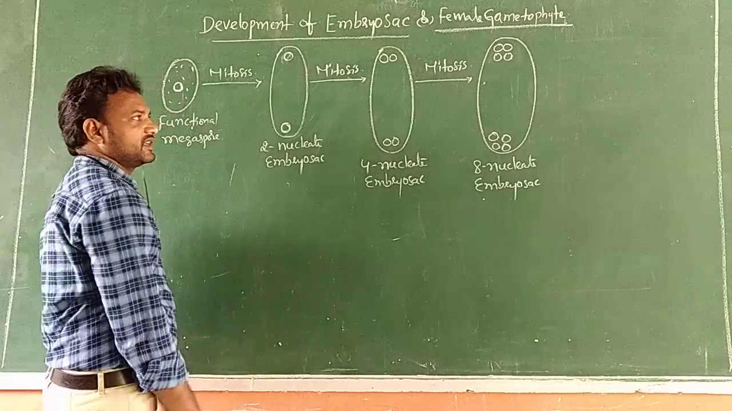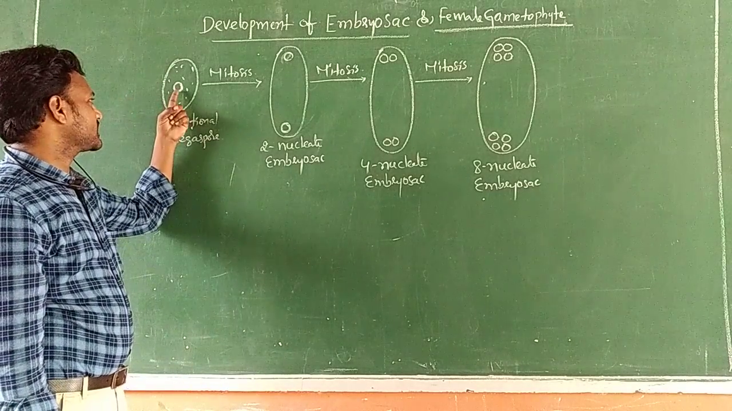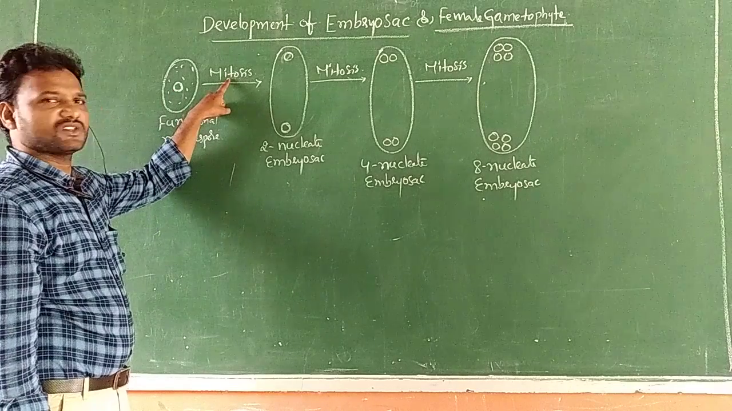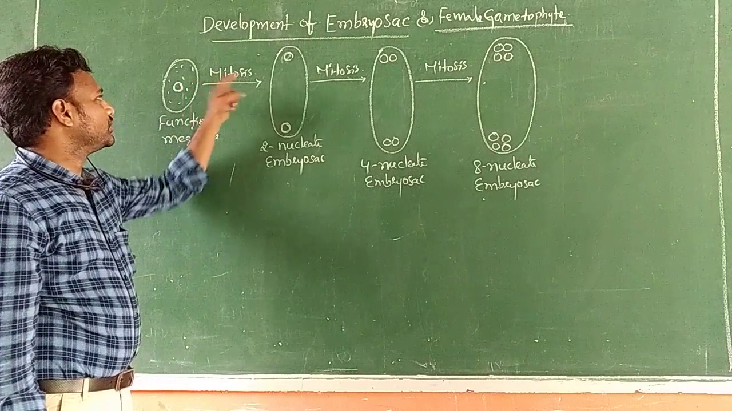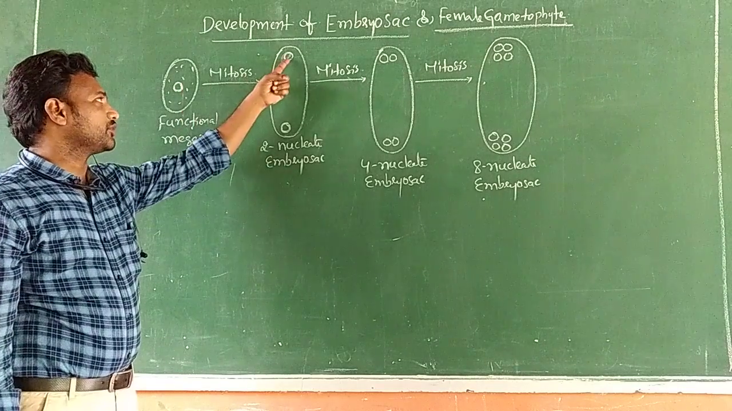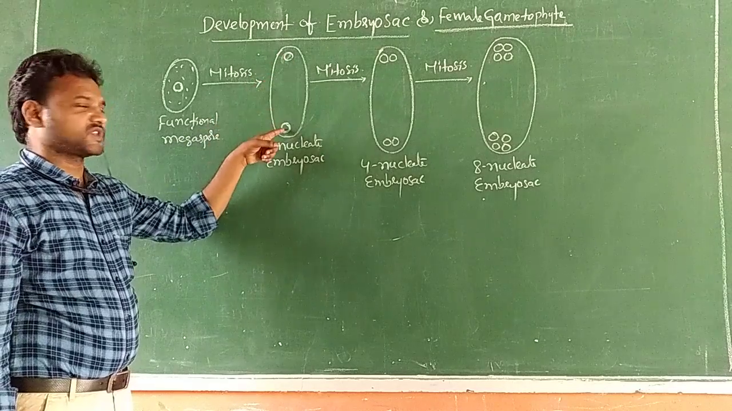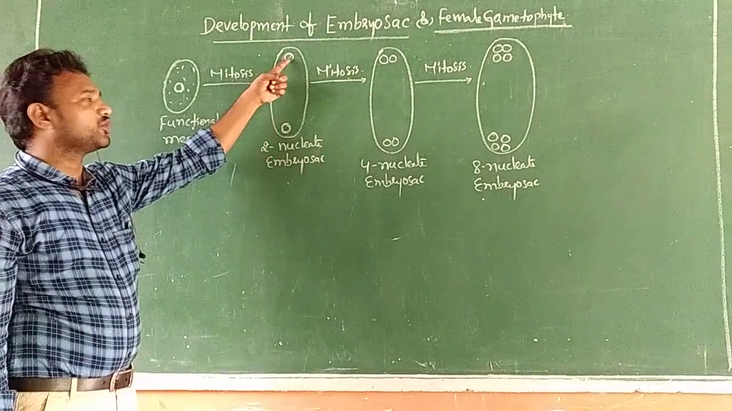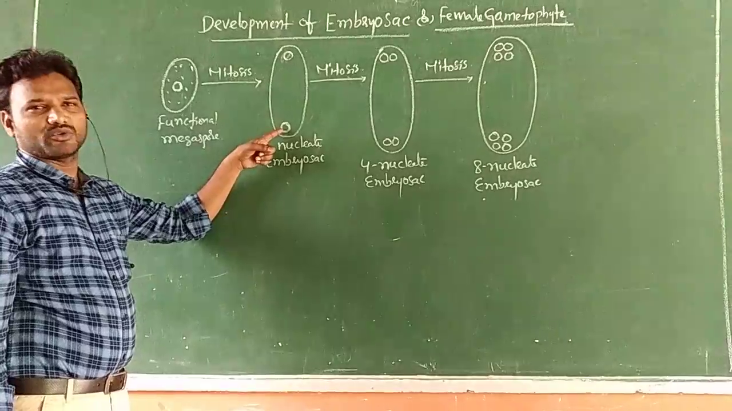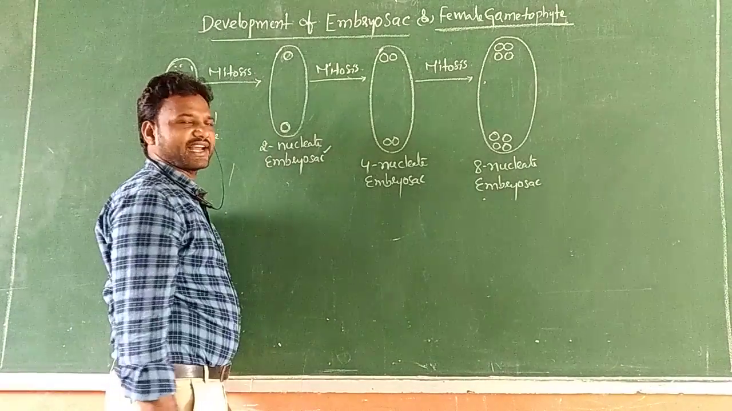Listen very carefully. This is the functional megaspore. The functional megaspore undergoes mitosis. Formation of two nuclei. This nucleus is divided and produces two nuclei. These two nuclei move to opposite poles, one nucleus to one pole, another nucleus to the other pole. So this is a two nucleate embryo sac.